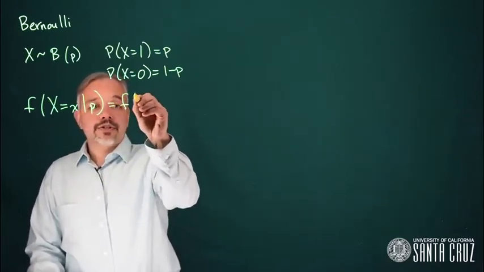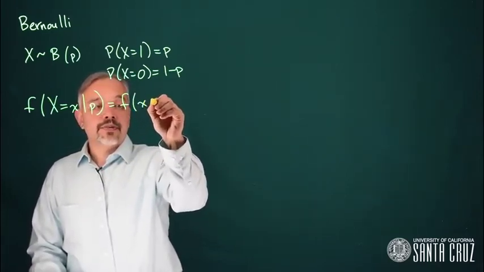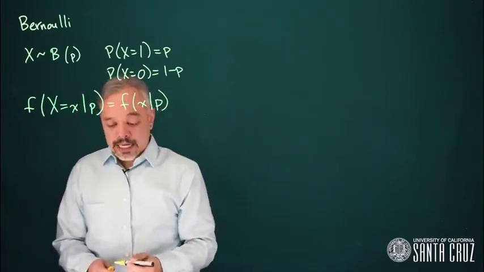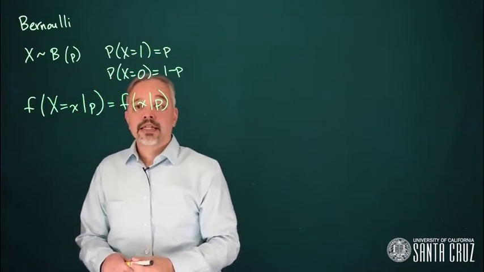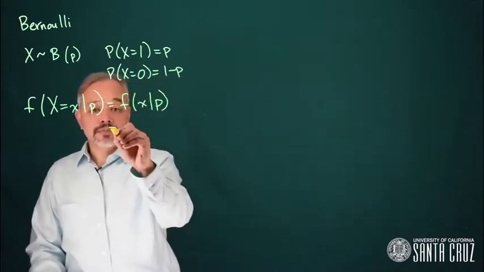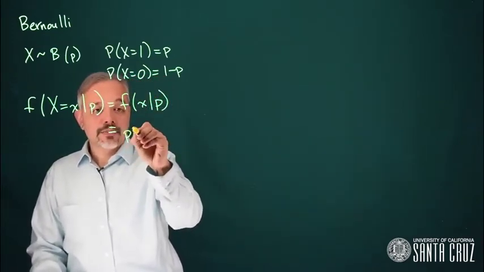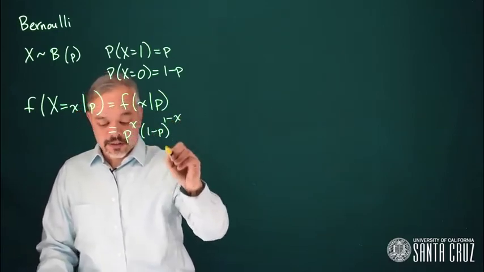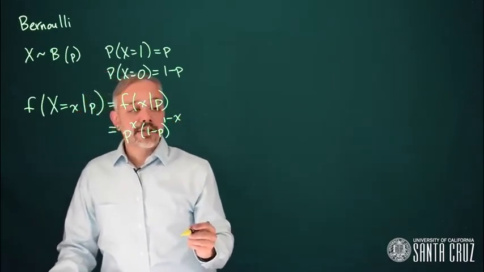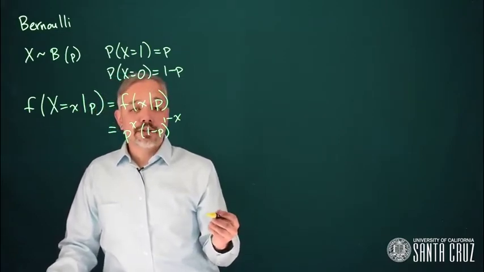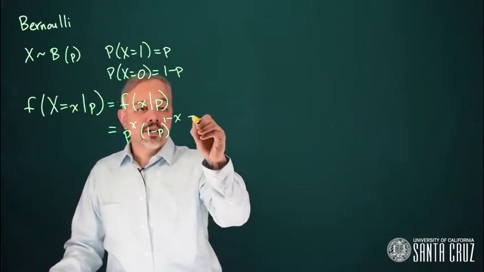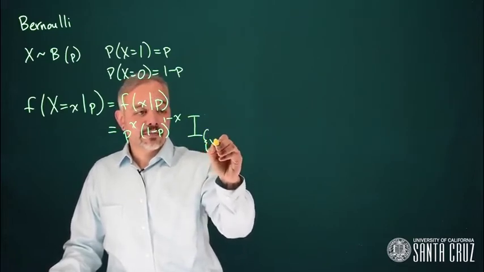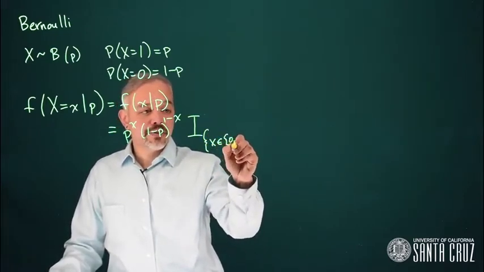We may write this in shorthand as just f of little x given p, dropping the big X from the notation. In the case of a Bernoulli, mathematically this works out to be p to the x, times 1 minus p to the 1 minus x, for the case that x is either 0 or 1. One way to write this is with an indicator function, that x is either 0 or 1.